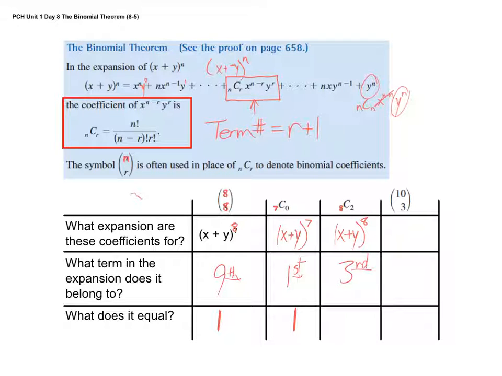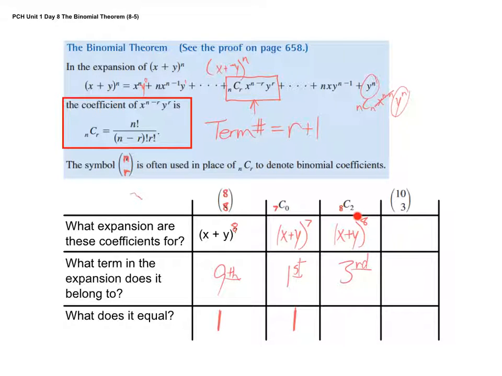Question so far? What's that R is? I don't understand R. R is always the number you're choosing. See this? The number you're choosing, or in this notation, it's the number that comes after the C. So here, 8 is n, 2 is r.